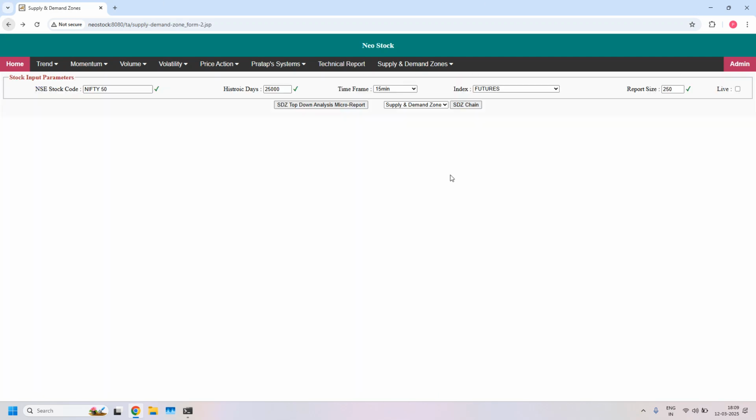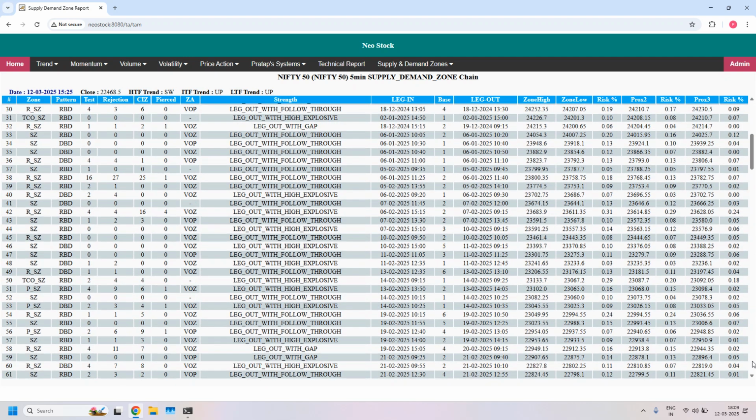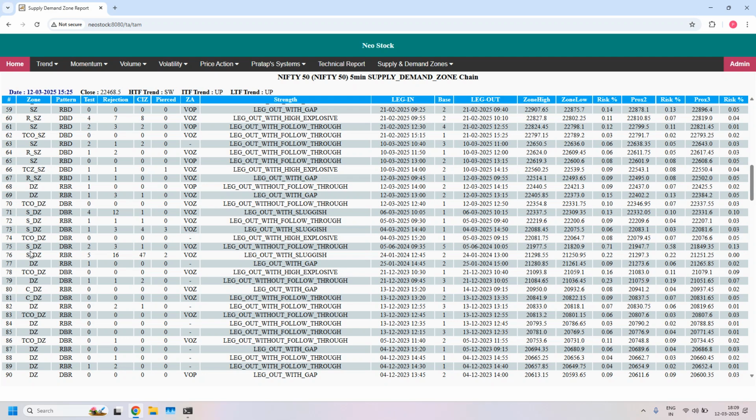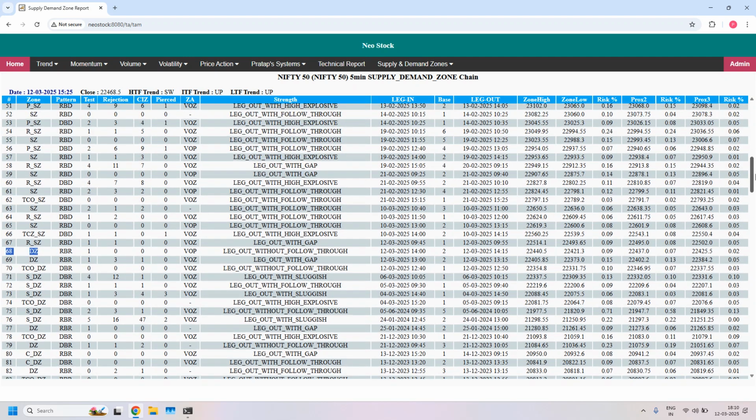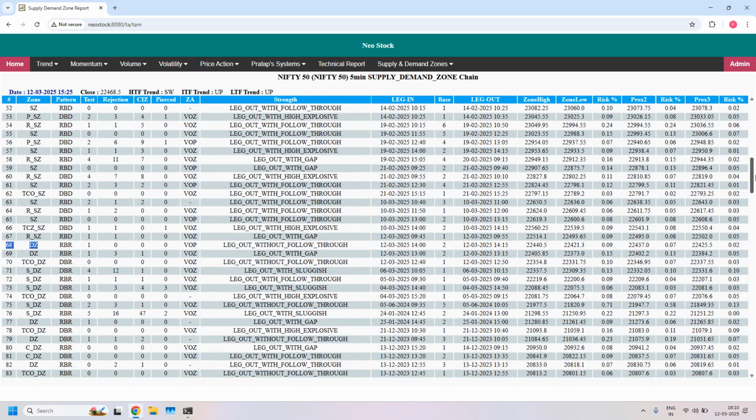Okay, next, 5 minutes supply demand zone chain for Nifty. All are supply zones. I'm scrolling the list down. 68 is the nearest demand zone to the current closing price. 67 is nearest supply zone to the current closing price. So let me adjust in the middle. Okay. So this is about Nifty supply demand zone chain.